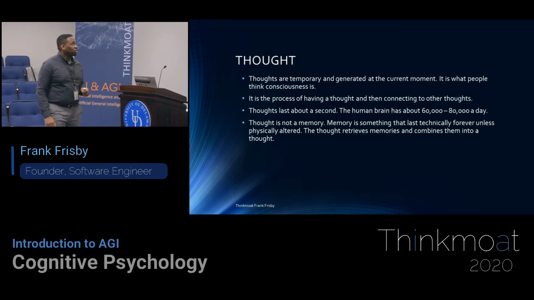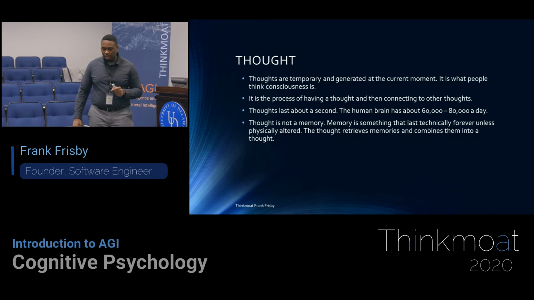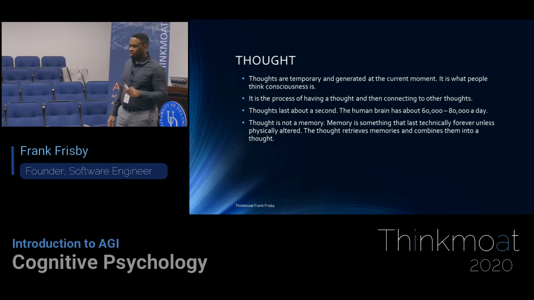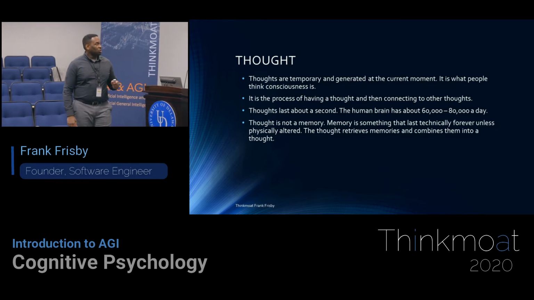So part of the AGI needs to have the process of thought. I mentioned a moment ago that the thought process is continuously happening every second. That's roughly the time period that a thought happens in our brains, and we want to replicate that in an AGI. So how does thought work?